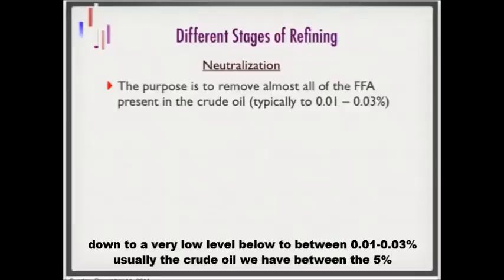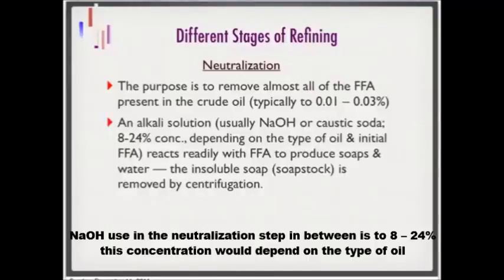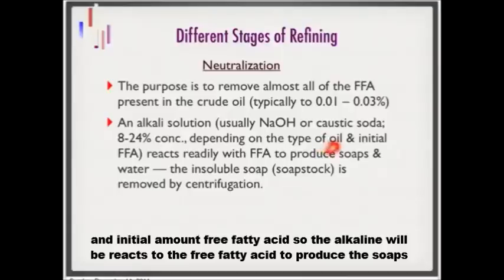low level, typically between 0.01 to 0.03%. Usually in the crude oil, we have between 3 to 5%. So you can see there's a large reduction of free fatty acid during the neutralization step. The concentration of sodium hydroxide used in the neutralization step is between 8 to 24%. This concentration will depend on the type of oil and also the initial amount of the free fatty acid.